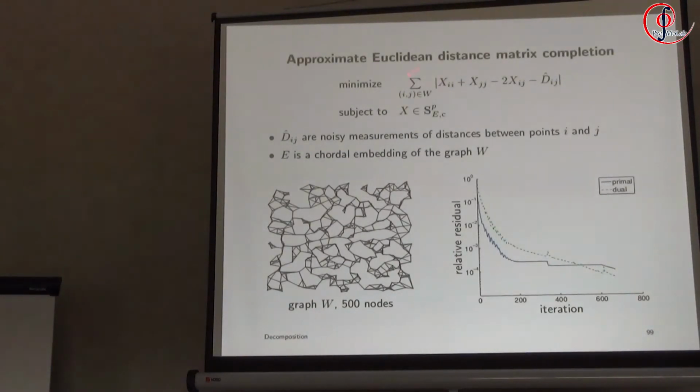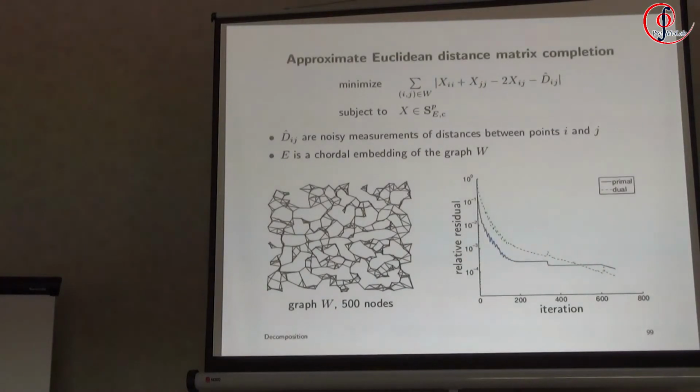Here we looked at a Euclidean distance matrix completion problem. The Dij is a given approximate Euclidean distance matrix, or entries in a distance matrix. So Dij is an estimate or a measurement of the square distance between points i and j in the graph, and the graph is given by W. Then you want to find a true Euclidean distance matrix that approximates those measured values as closely as possible. So you can set it up as this problem.